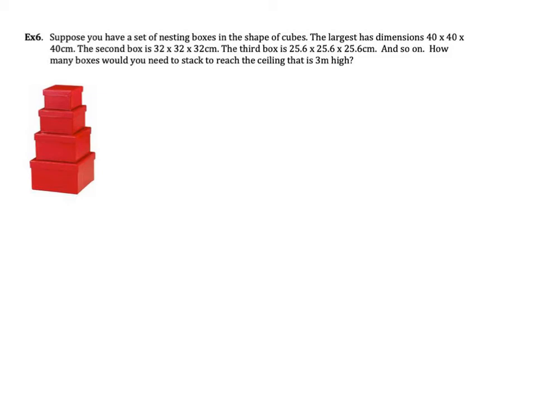Now for example 6. It says, suppose you have a set of nesting boxes in the shape of cubes. That's what this diagram is, your nesting boxes. The largest has dimensions of 40 by 40 by 40. The second box has dimensions of 32 by 32 by 32. The third box is 25.6, etc., and so on. How many boxes would you need to stack to reach the ceiling that is 3 meters high?